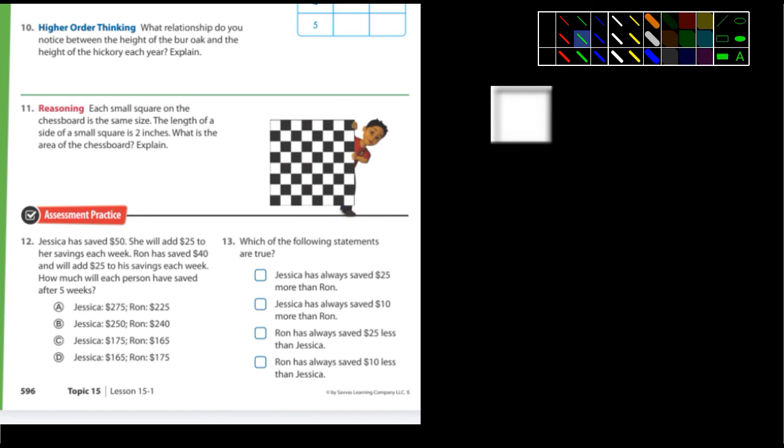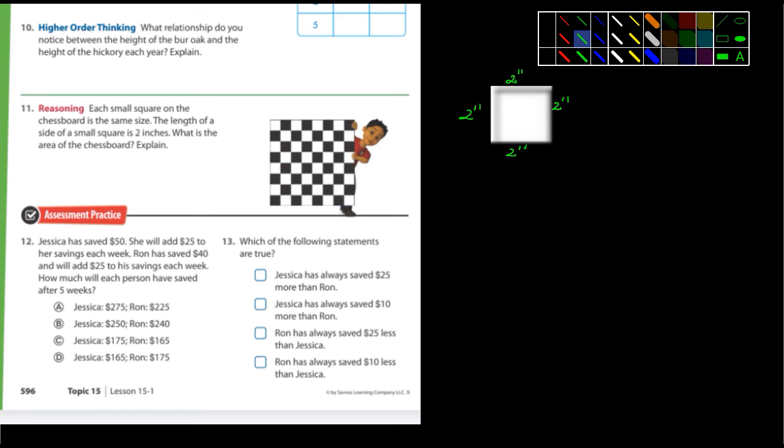I'm just going to cut one out here. Okay. I'm going to copy it. I'm going to drag it over here, and I'm going to make it bigger. Okay, so that square right there, this is 2 inches, this is 2 inches, this side is 2 inches, and this side is 2 inches. And so it says the length of the side of a small square is 2 inches. What is the area of the chessboard?